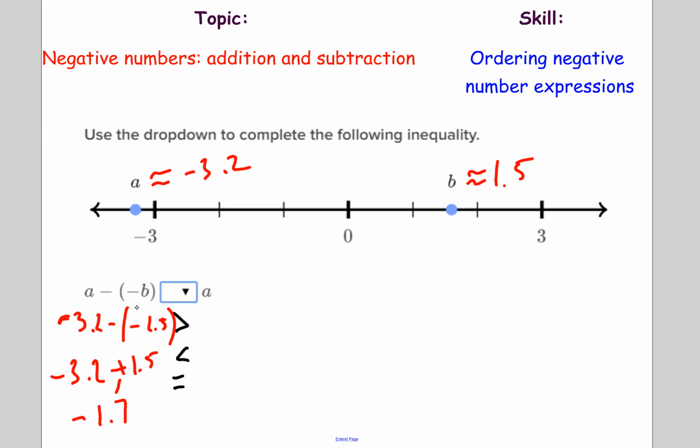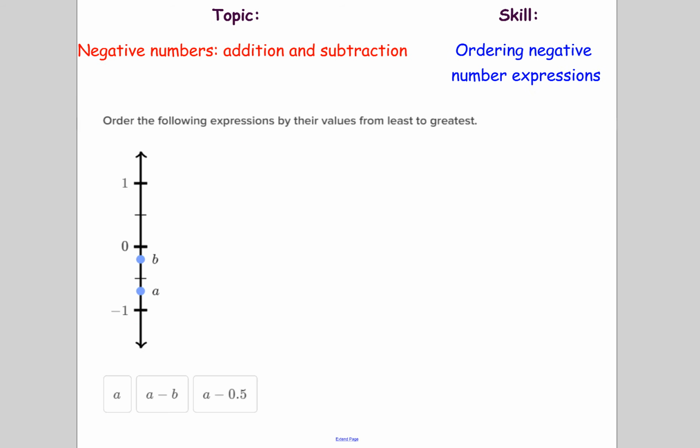So A minus negative B, using these numbers that we have here, is negative 1.7, where A alone is negative 3.2. So which is a bigger number? Which is further to the right on a number line? Well, negative 3.2 is about there. Negative 1.7 would be about there. So it means that negative 1.7 is the bigger number, which means, let's do this in green, that is our answer. It's greater than. Let's go to the next one.